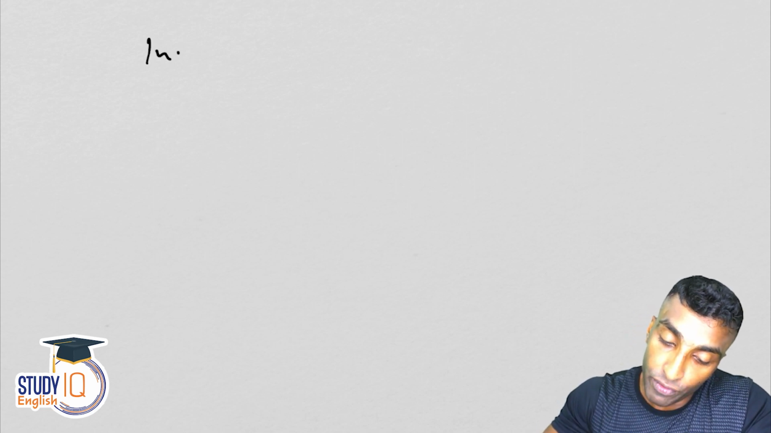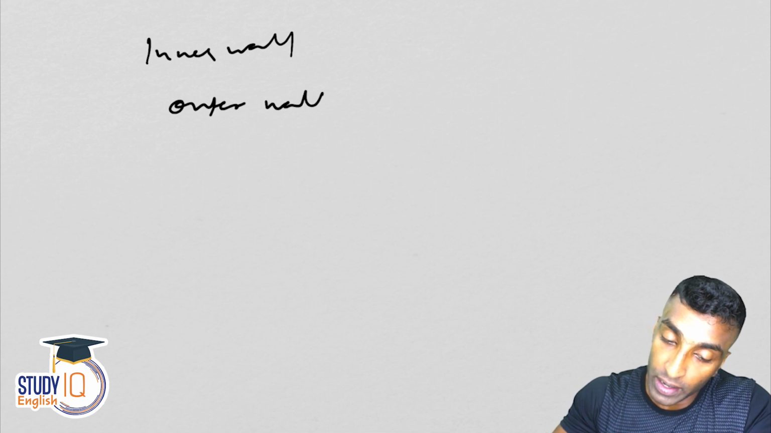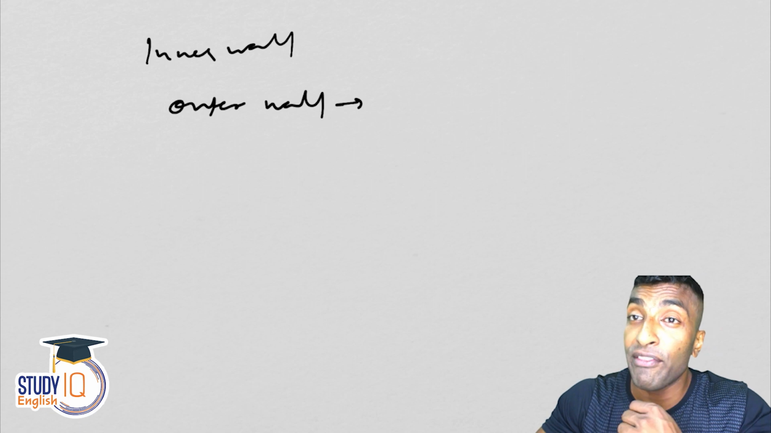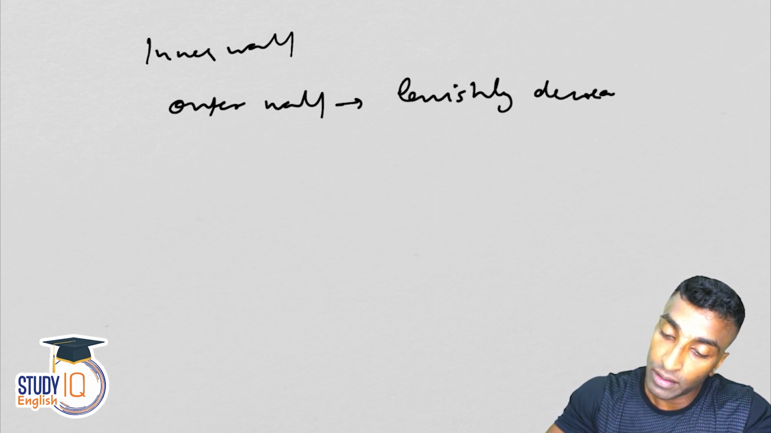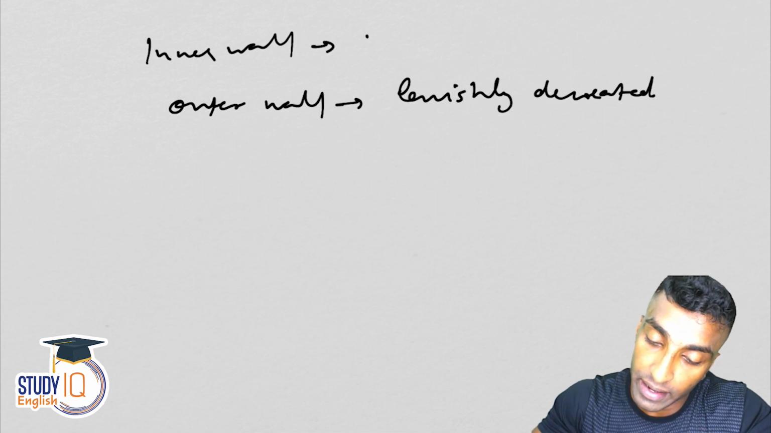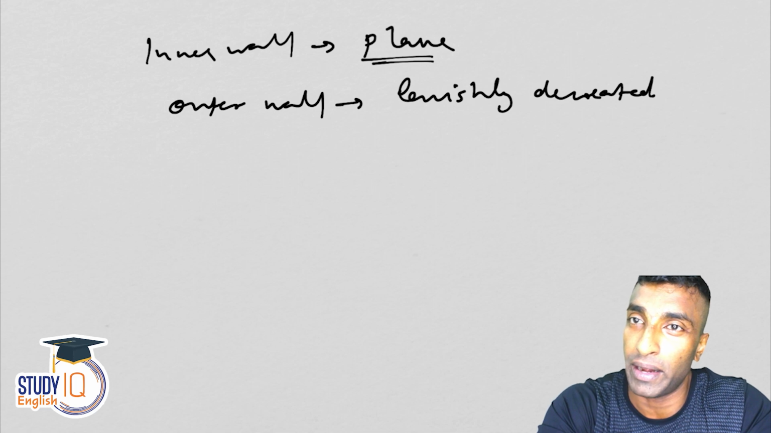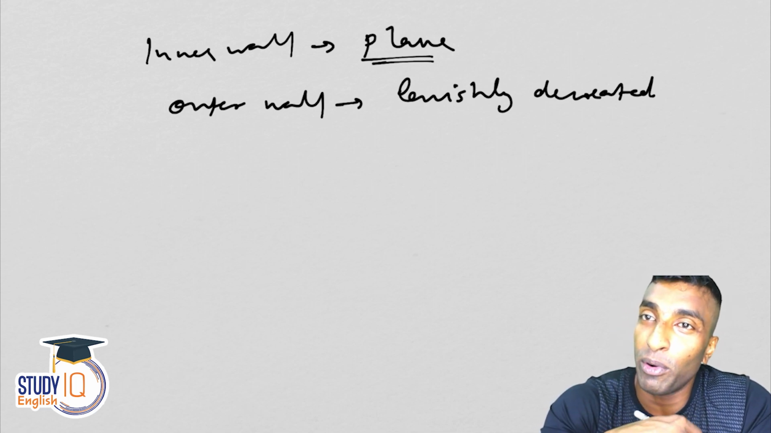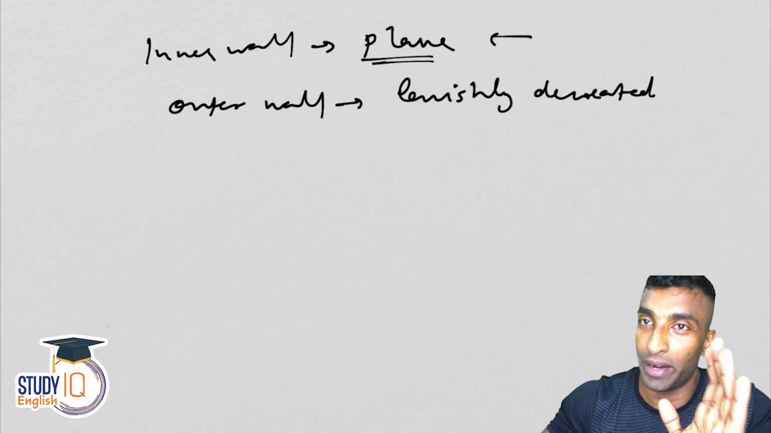There will be an inner wall and there will be an outer wall. The outer wall or the exterior wall is lavishly decorated, but the interior wall is kept plain. There is no decoration, it's just kept plain. Why I'm saying lavishly is because in other cases I'll be talking about moderately decorated, so I'm saying this is plain, not decorated.